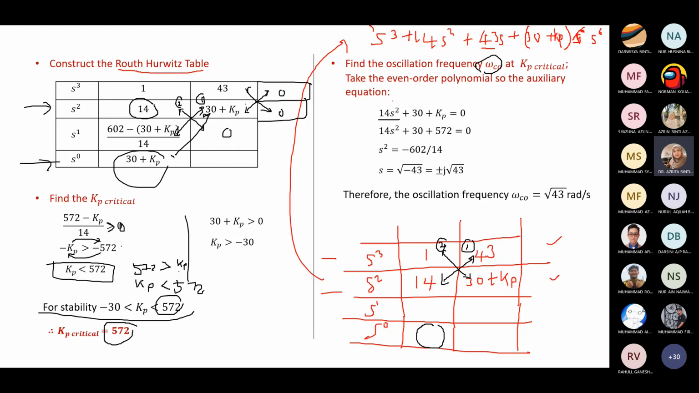So we refer to this row, 14 S power of 2 plus 30 plus Kp. And then we replace the Kp critical, 572. So you can obtain the value of S. So from this case, the omega c naught is square root of 43 radian per second.